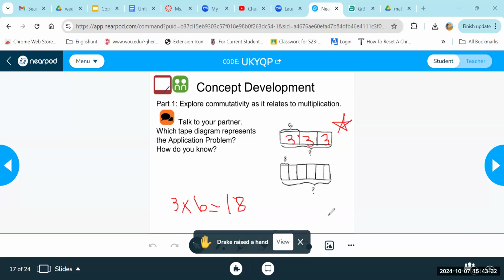But also, what does this property tell us about the product and its factors, right? It says even if the order of the factors change, right? Factor, whatever we're multiplying by is called the factor. Even if the order of the factors change, it's okay, right? The product stays the same, right?